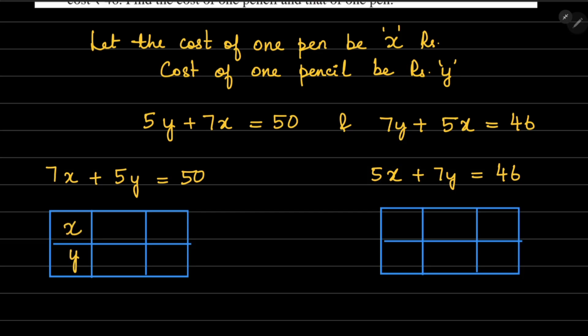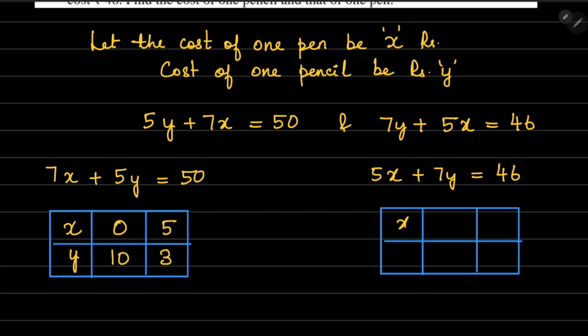For the first one, if your x is 0, what will be your y? See here, if x is 0, this entire term becomes 0. So 5y equal to 50, y is equal to 10. This is your first point. And second point is, if y is equal to 3, for example, what will you get? 7x is equal to 50 minus 15, which is 35. So 7x equal to 35, x is equal to 5. So the point is nothing but 5 comma 3.